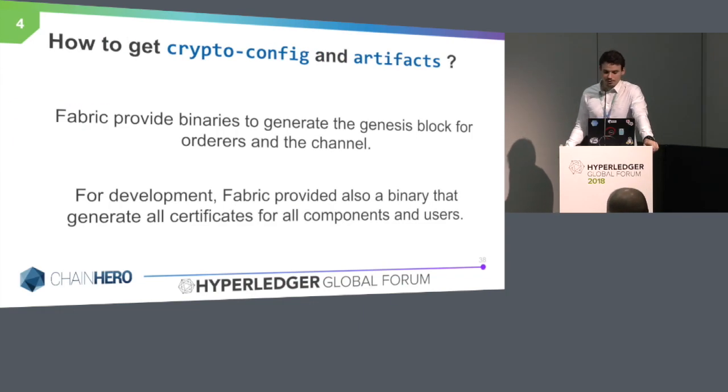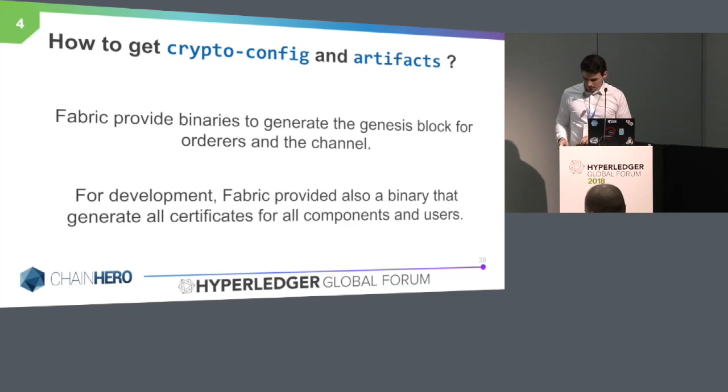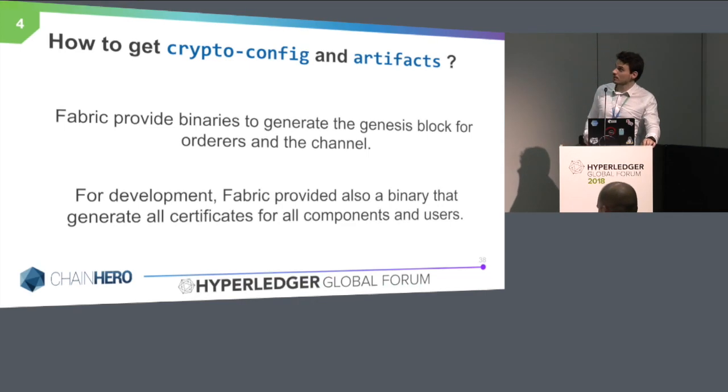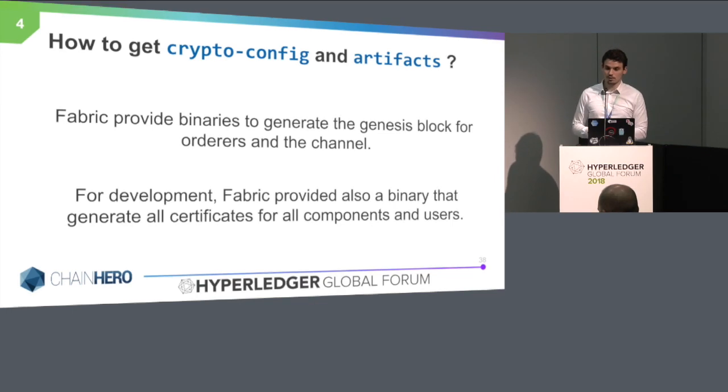So how to get the crypto config and the artifacts folders? Like I said before, I will not show you how to generate these files, but you can use a link provided at the beginning. Fabric provides binaries to generate the Genesis block for orderers and the channel. You provide a configuration file, and you use these binaries in order to build the Genesis block and build information for the channel.